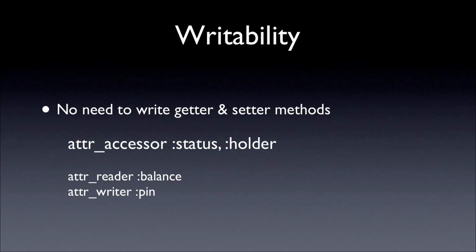Ruby also makes it easy for programmers to expose instance variables in an object. Instead of having to manually write and potentially test these methods, a single line of code can give read and write capabilities to any number of specified instance variables inside a class. There's also separate reader and writer functions for specifying get or set access respectively. In the example, we allow getting and setting of the account's status and holder, but only getting their balance and setting their PIN.